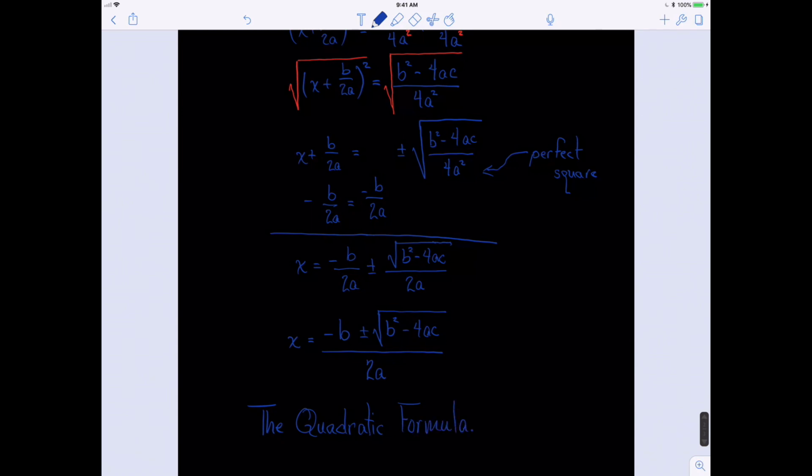I hope that helps the understanding of where it comes from, and for you to realize that you actually have the tools and ability to derive it yourself.